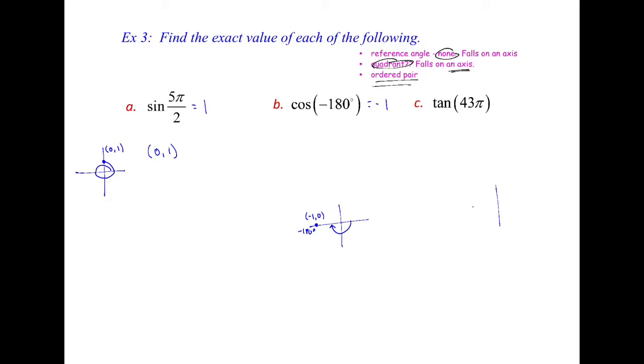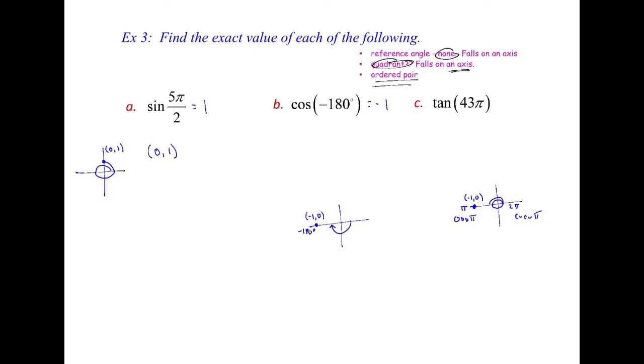And then tangent of 43 pi. If you're thinking about radians, 1 full rotation is 2 pi. Every half rotation is pi. So you've got pi, 2 pi, 3 pi, 4 pi, 5 pi, 6 pi, and you just keep going around. All the odd pi's end up on this side, and all the even pi's end up on this side. So 43 pi will end up over here after you rotate around a bunch of times, and that ordered pair once again is negative 1 to the left, 0 up and down.